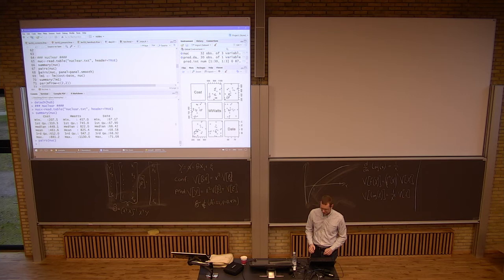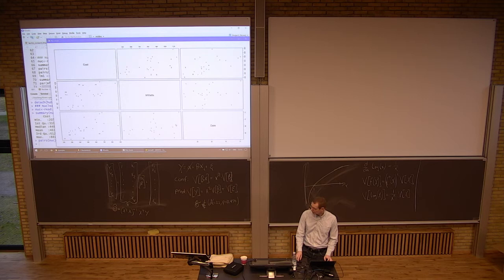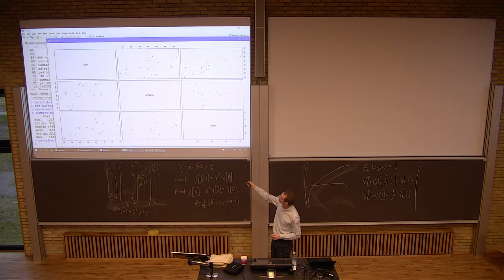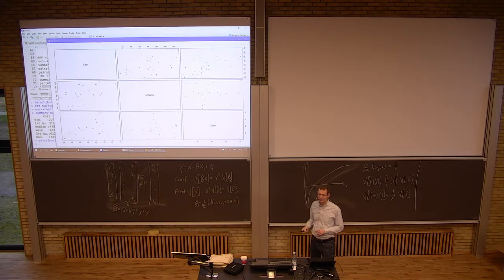The one thing that I prefer to do as the first thing is to do what is called a pairs plot. So those two plots have the cost on the y-axis, and on the x-axis you have the megawatts in this one and the date in that one. If you go around the margin, you can figure out which plot has the right axes. But here you can see everything that happens.